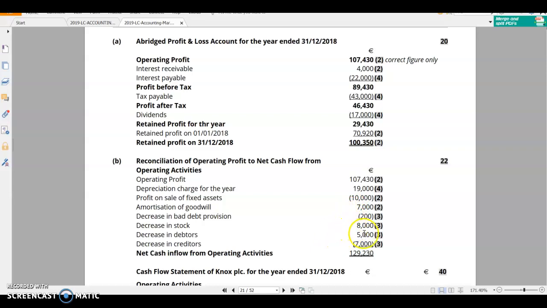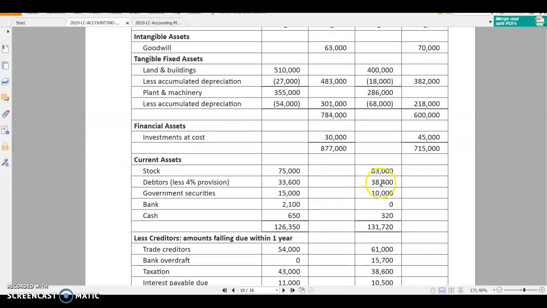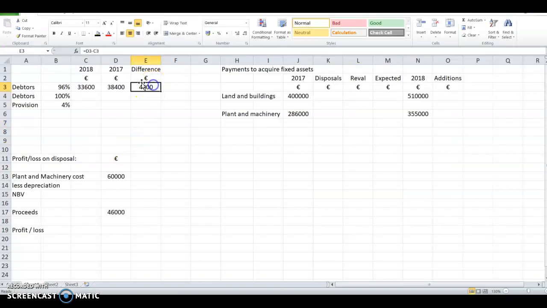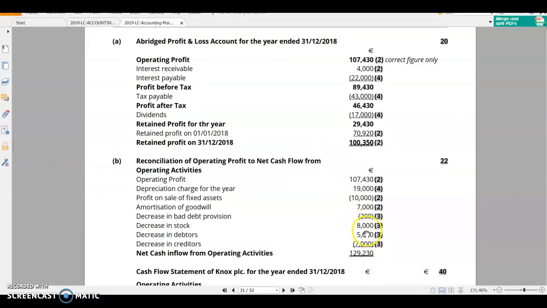Just the debtors and the bad debt provision here. There's, I suppose, two different ways you can treat it. So debtors was 38,400 last year, 33,600 this year. Difference between those two numbers is a 4,800 decrease in debtors. So you can add that on in this section of the solution. So decrease in debtors 4,800, and that will be correct. Just the solution has a slightly different treatment. It does the debtors and the bad debt provision separately. So I'll run through that treatment, but again, just adding back the 4,800 would be correct.